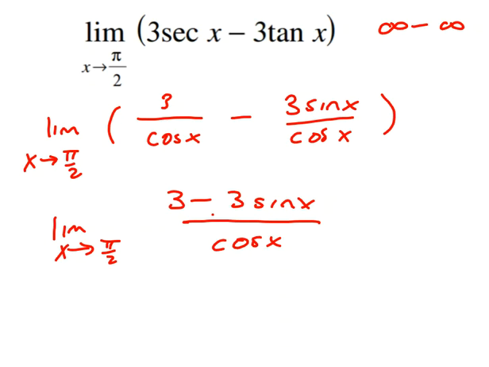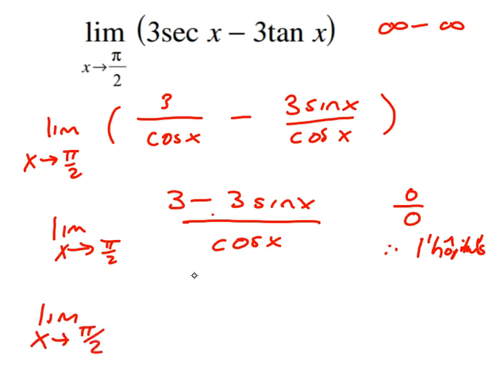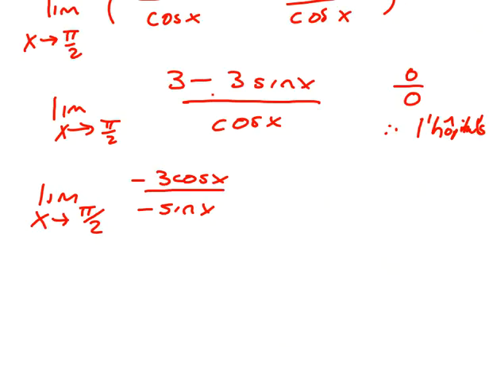Now I'm going to plug in pi over 2. I get 3 minus 3, so that's a 0 on the top. Cosine of pi over 2 is also 0. Therefore, L'Hopital's applies. So I can do the limit as x approaches pi over 2, and then I'm going to take the derivative on the top. Derivative of the top will be negative 3 cosine x. Derivative of the bottom will be negative sine x. Now I'm going to plug in my pi over 2 to do a direct substitution. I get 0 on the top and negative 1 on the bottom, which is a-okay.